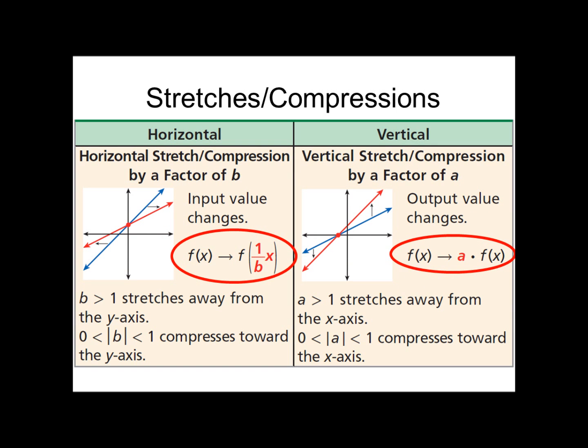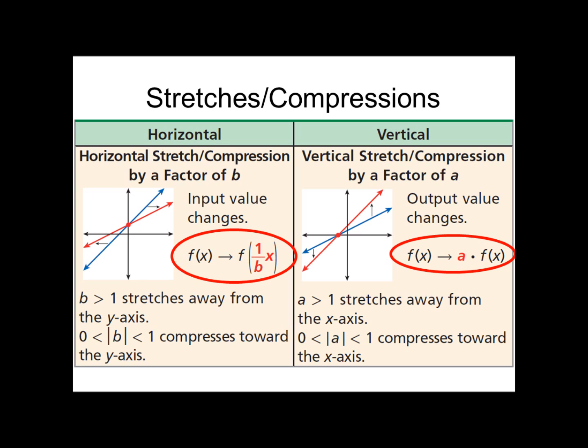Stretches and compressions are probably the most challenging of the two. When we horizontally stretch, you want to think about the points on the line being pulled horizontally, or if we're compressing them, they're being pushed horizontally. When we talk about a vertical stretch or compression, we need to think about the points on the graph being pulled or pushed up or down. Now, when you talk about a horizontal stretch, the y-intercept does not change. That y-intercept stays exactly where it was.